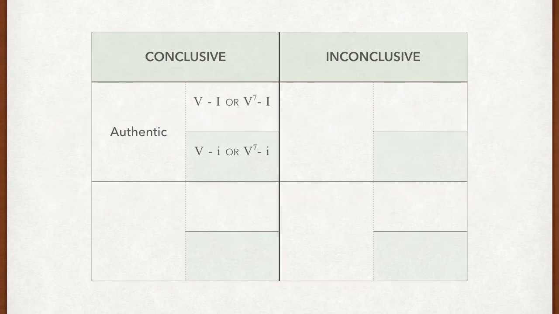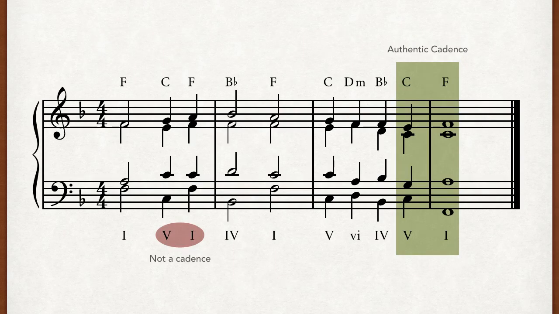So our authentic cadence is 5-1 at the end of a phrase. That end of a phrase part is very important. You'll find 5-1 motions everywhere in a piece of music, but not every single one of those motions can be called a cadence. Only the ones that end a phrase.